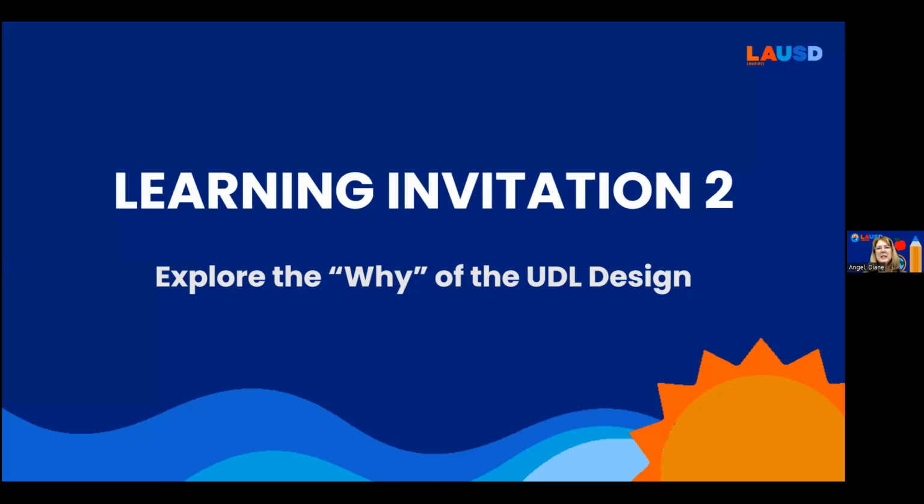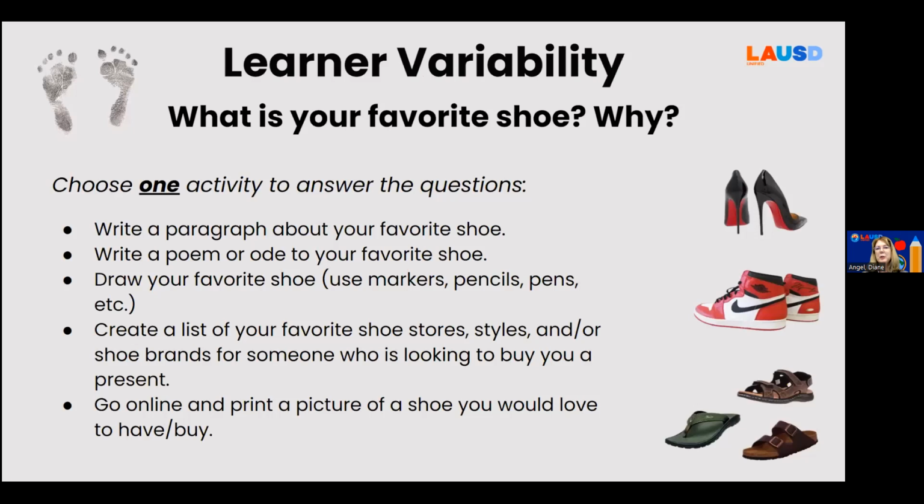Now let's move on to discuss learning invitation number 2, exploring the why of UDL design. Let's look at learner variability. Everyone is unique. UDL asks educators to consider student needs, abilities, interests, and learning goals before they begin to plan. This, as we saw in the previous slides, is in stark contrast to the approach that teachers might have taken in the past, where the lessons are planned and then adapted or changed afterwards to meet the needs of one or more students with unique learning profiles.